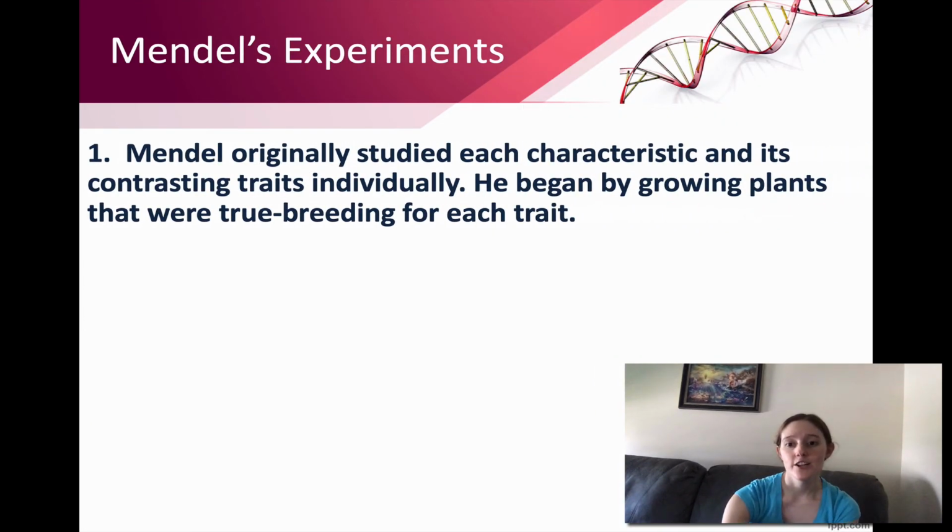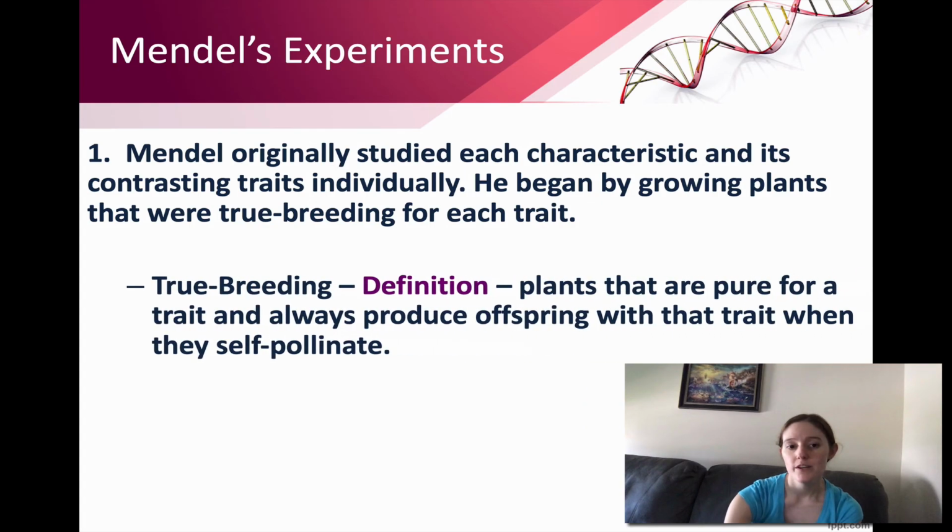He originally studied each characteristic and its contrasting traits individually, and he began growing plants that were true breeding for each trait. Now, true breeding is basically like a purebred. So it's plants that are pure for a trait, and they'll always produce offspring with that trait when they self-pollinate. So think about racing dogs or Dalmatians, purebred beagles. You only breed them with other beagles because you know that you're going to get a baby beagle. Or if a greyhound dog is really good at running, you're going to breed it with another dog that's really good at running, hoping that you end up with a baby dog that is really good at running.